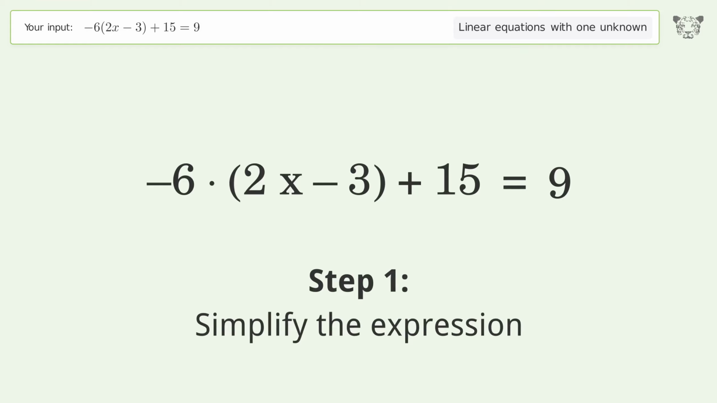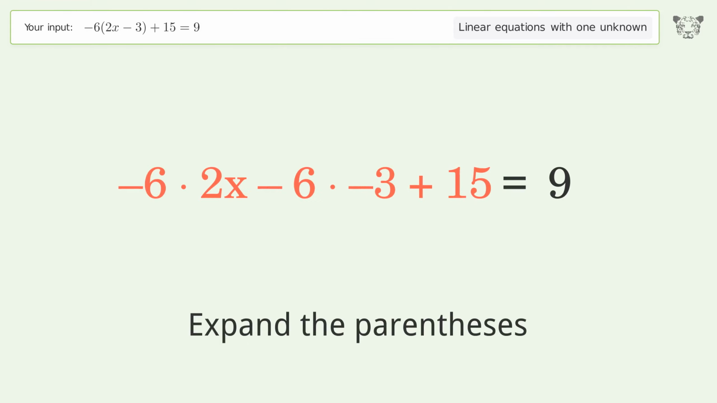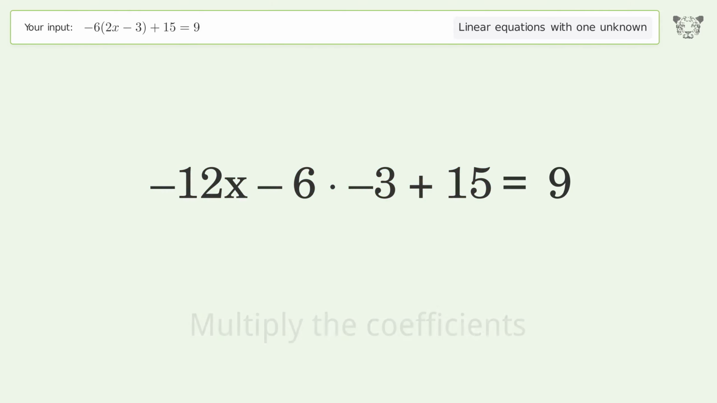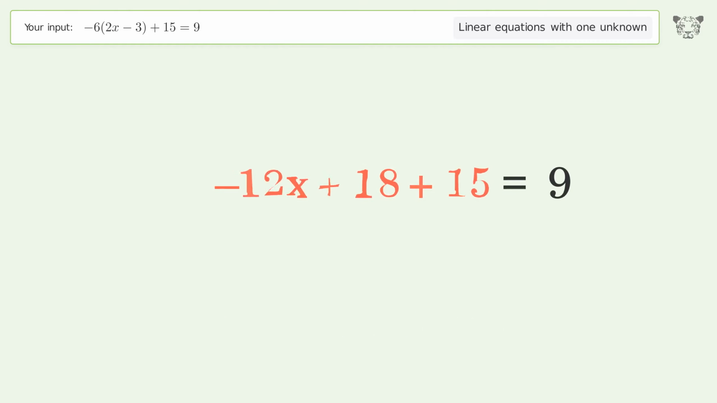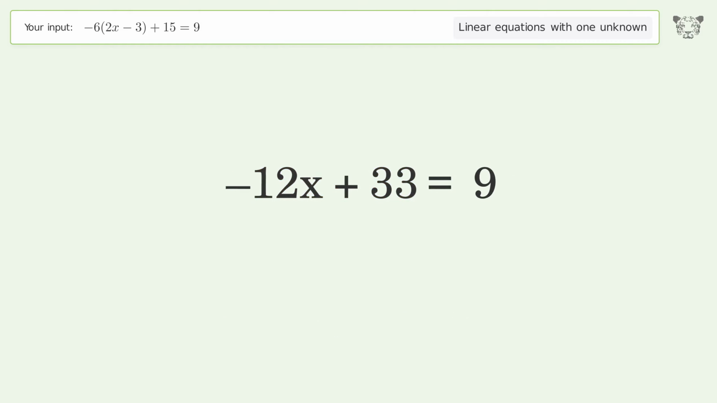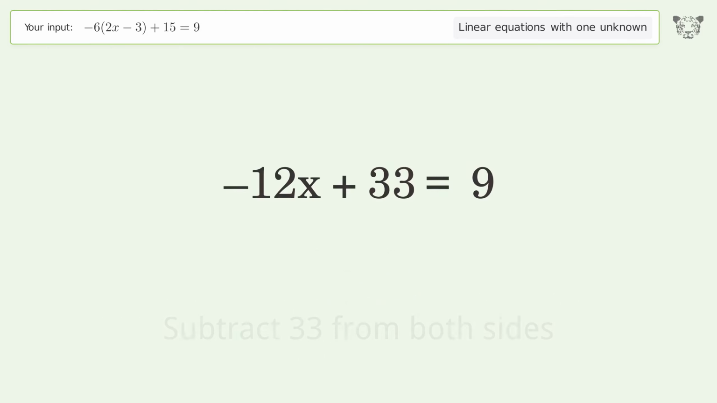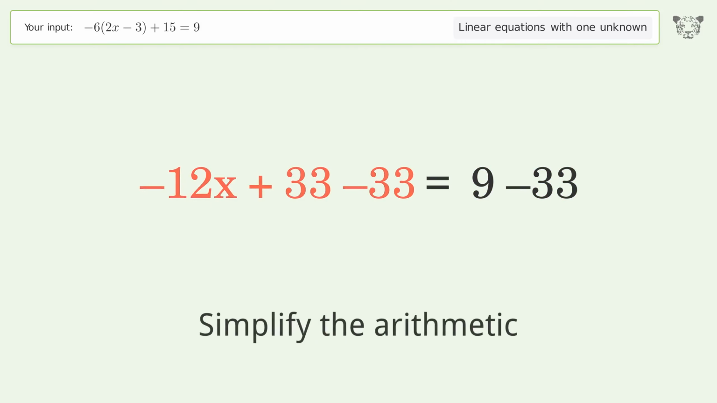Simplify the expression. Expand the parentheses. Multiply the coefficients. Simplify the arithmetic. Group all constants on the right side of the equation. Subtract 33 from both sides. Simplify the arithmetic.